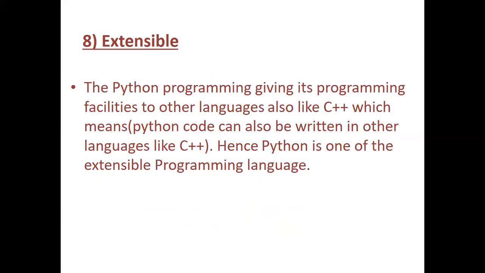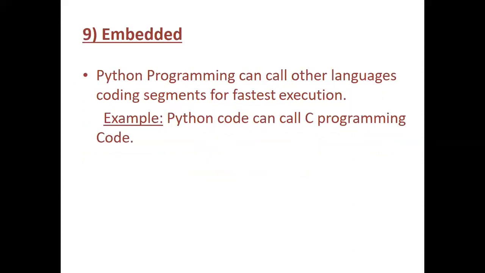Extensible: Python is giving its programming facilities to other languages also, like C++. Python code can also be written in the C++ language, in Java also. So that is why Python is an extensible programming language. Embedded: a Python program can call other language coding segments for fastest execution, like it can call the C programming language. So that is why it is known as an embedded programming language.